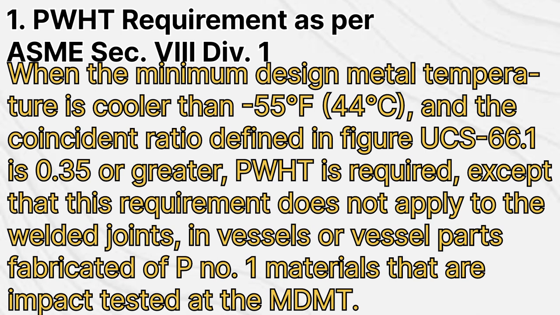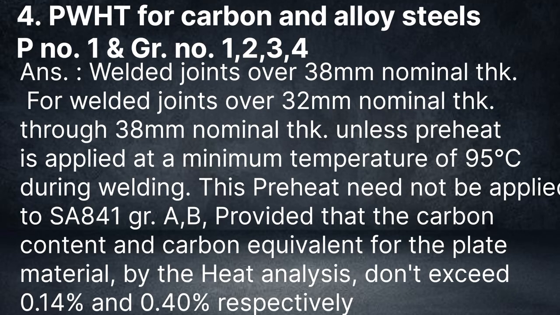The most commonly used material for process equipment comes under P number 1, grade number 1, 2, 3, 4. PWHT for carbon and low alloy steel P number 1 and grade number 1, 2, 3, 4 is given here. The answer is: welded joints over 38 mm nominal thickness.